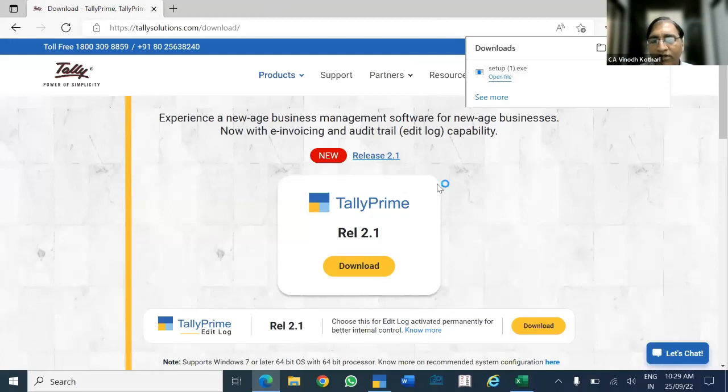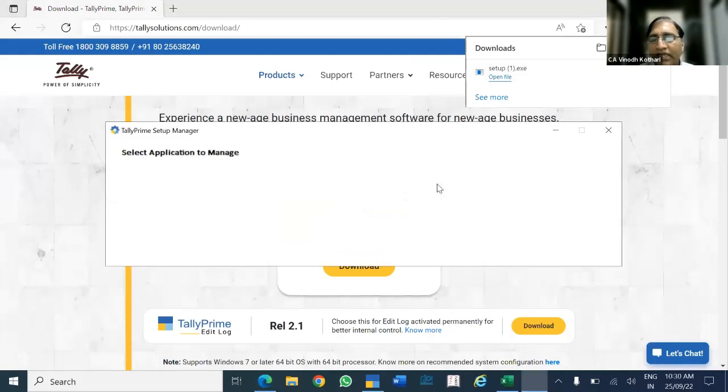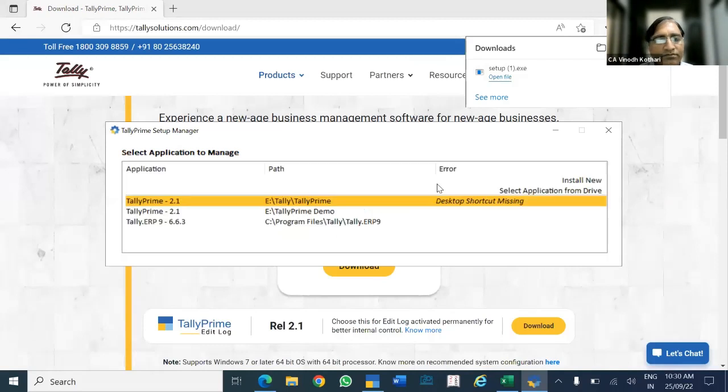Is the screen visible to you? Is the screen visible? Is everyone following me? Last 5-10 minutes, that's it.